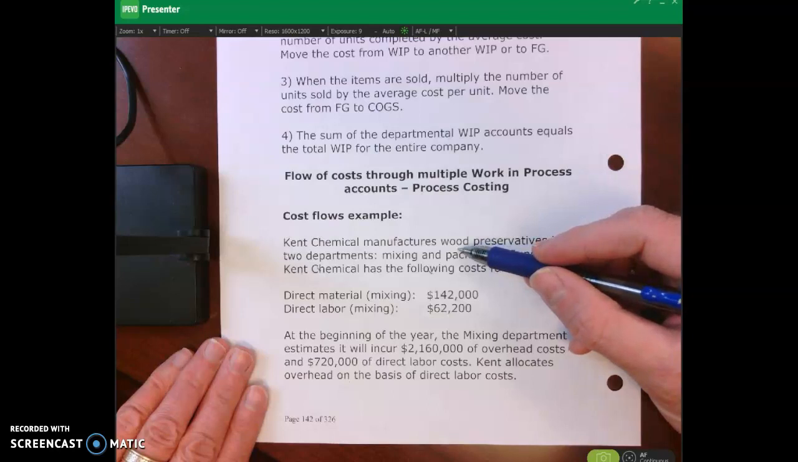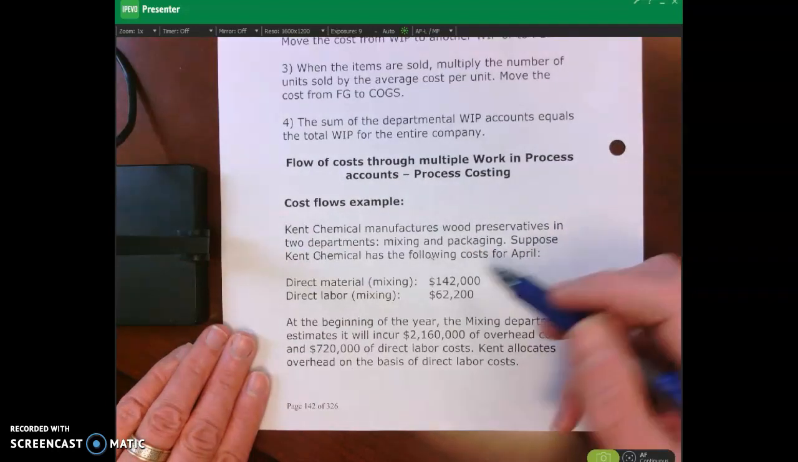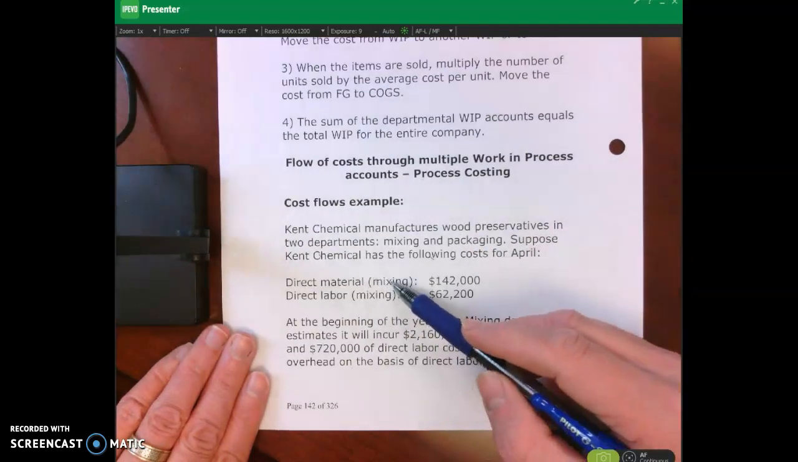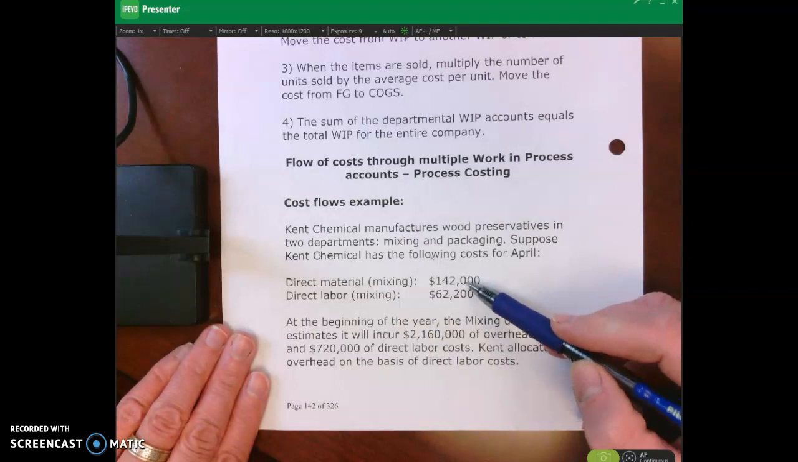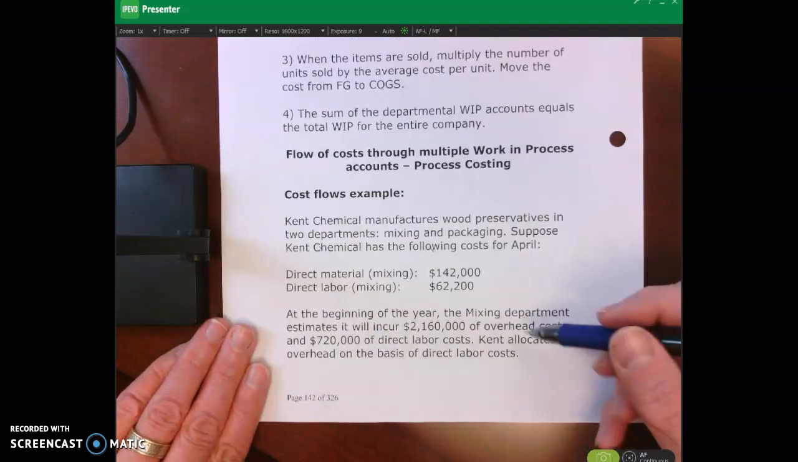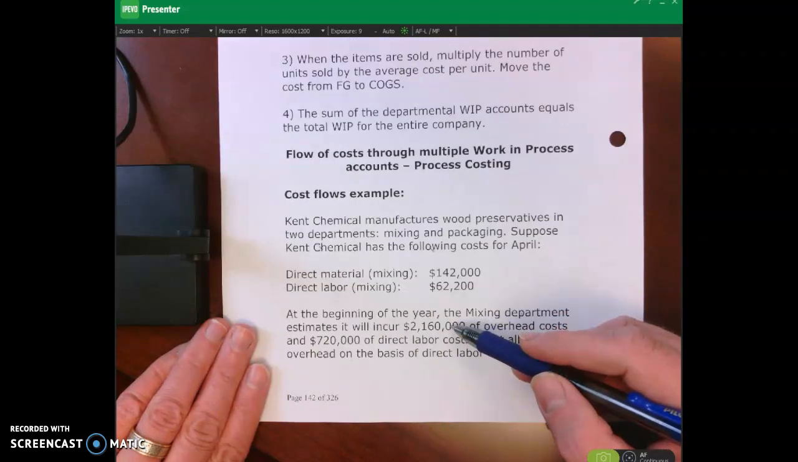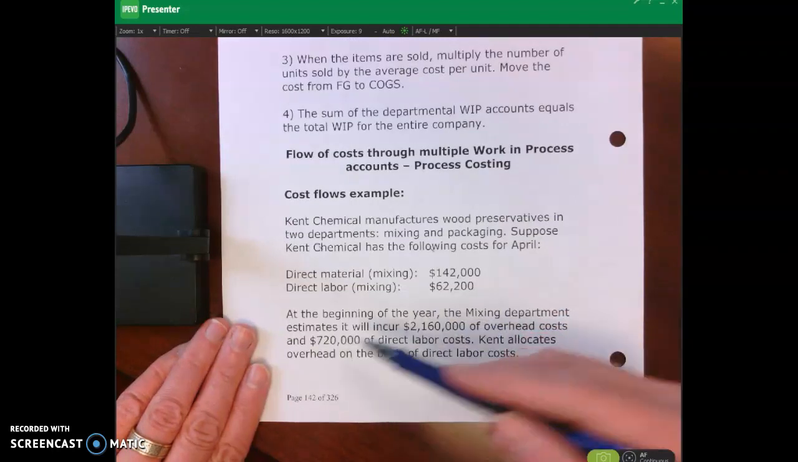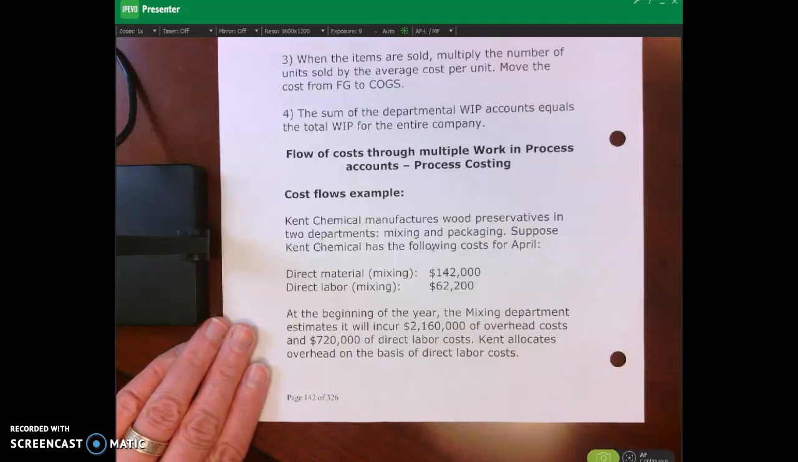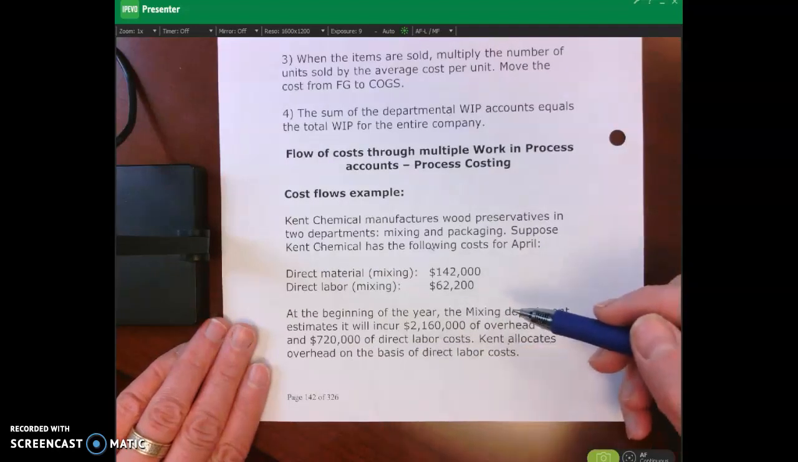Wood preservatives would be a good example of process costing. These are similar, identical products manufactured in large quantities. Kent Chemical has the following cost for April. Direct materials cost for the mixing department, $142,000. Direct labor for the mixing department, $62,200. At the beginning of the year, the mixing department estimates that it will incur $2,060,000 in overhead costs, $720,000 in direct labor costs. Kent allocates overhead on the basis of direct labor.